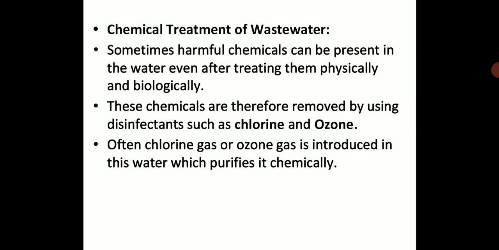Chemical treatment of wastewater. How are we going to treat wastewater chemically? Now, please write this down, this is also important. Sometimes harmful chemicals can be present in the water because water gets contaminated from chemical industries also, where chemicals get added to water, and that becomes the chemical contaminants. So, harmful chemicals can be present in the water even after treating it physically and biologically.